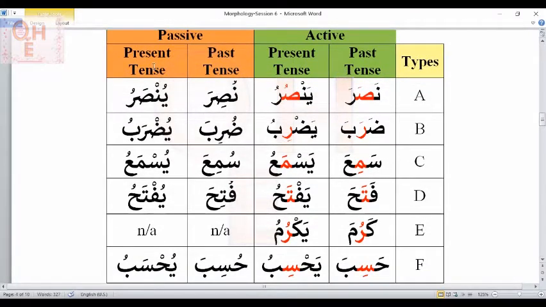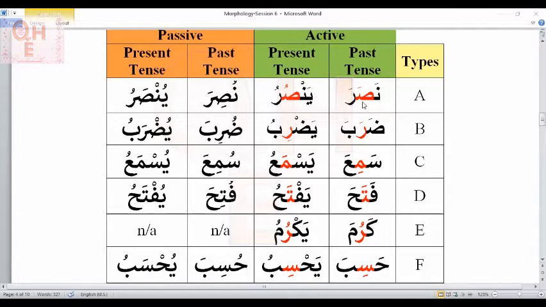In the second right column, we have active past tense. In active past tense, you can see only the middle, the second root letter vowel, is changing, and the first root letter always has fatha. So whenever we see a pattern like that, we should know this is a simple verb and this is active past. You also notice some of the patterns are repeated, right?